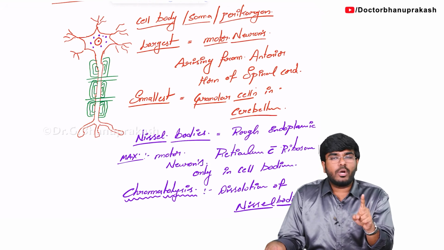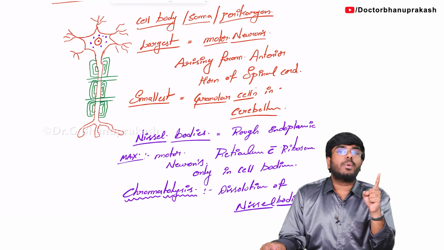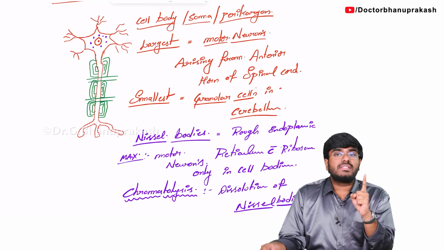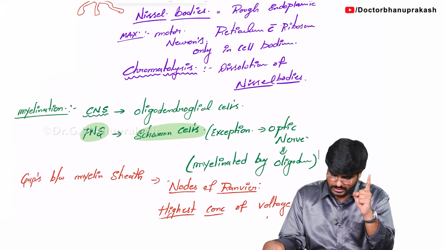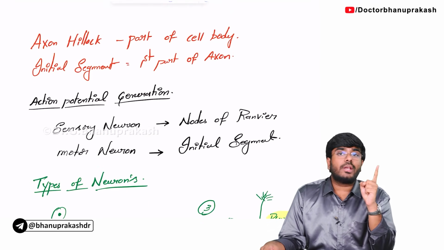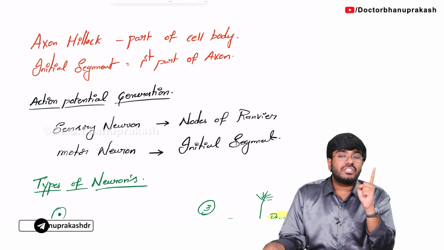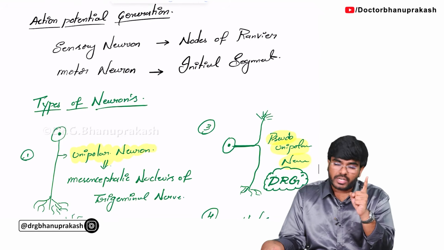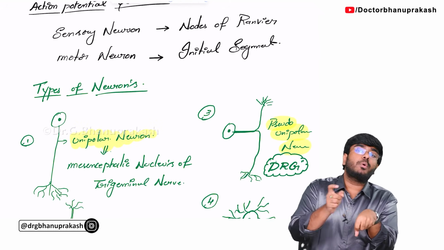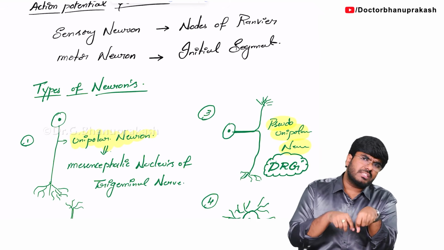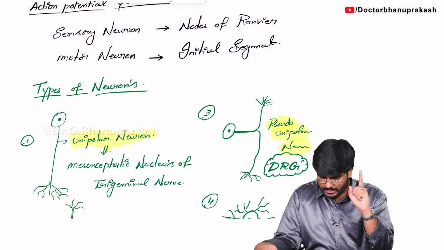What exactly are the Nissl bodies? The Nissl bodies are nothing but the rough endoplasmic reticulum along with the ribosomes. The dissolution of these Nissl bodies is called chromatolysis, which is seen in damage to the neurons. And what exactly is the difference between the axon hillock and the initial segment? The axon hillock is a part of the cell body, and the initial segment is the first part of the axon, where the action potentials are generated. In a sensory neuron, the action potential is generated in the nodes of Ranvier, but in the motor neuron, the action potential is always generated in the initial segment.